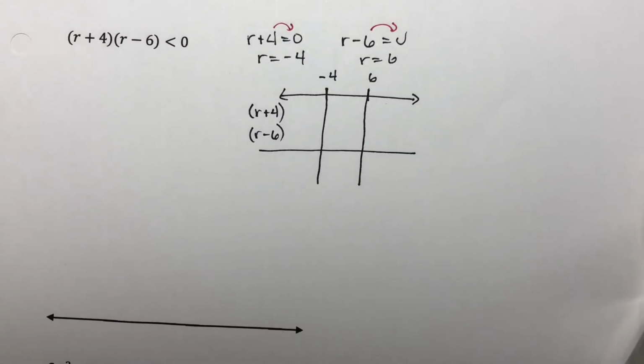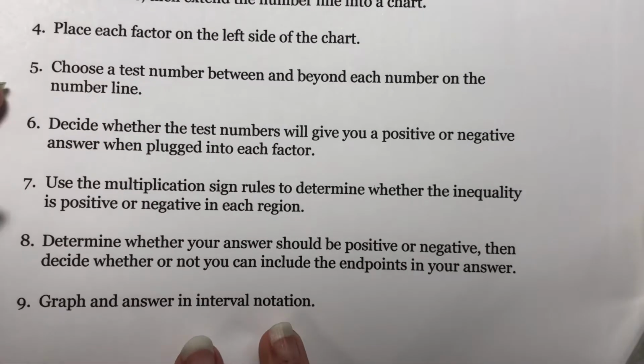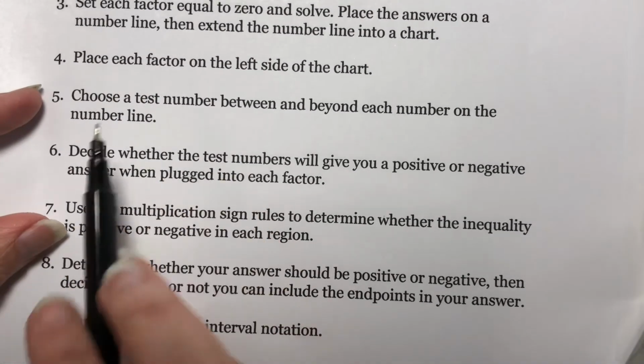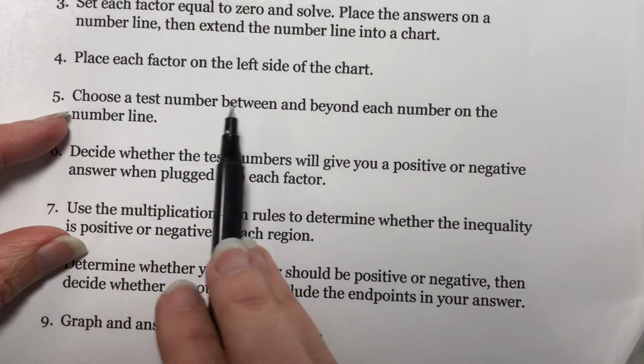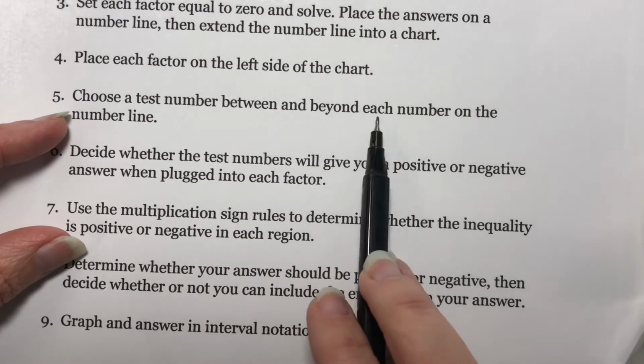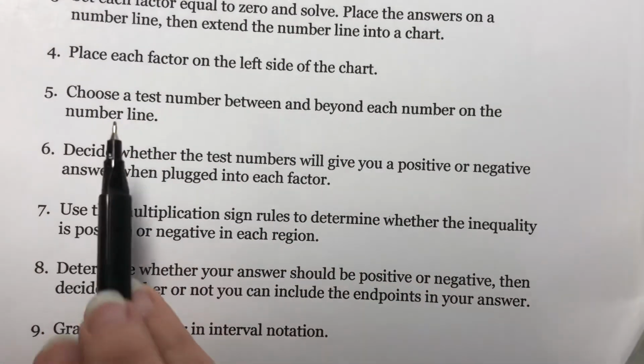Now the way I'm going to teach you is the more universal way of doing this. The book often has you plug in actual numbers, do the complete calculations, and find the answers from that. But it's really not that important that you get the exact answers. What's going to be really important is that we get the correct signs. Let's look at our next step. We've done this. Choose a test number between and beyond each number on the number line.